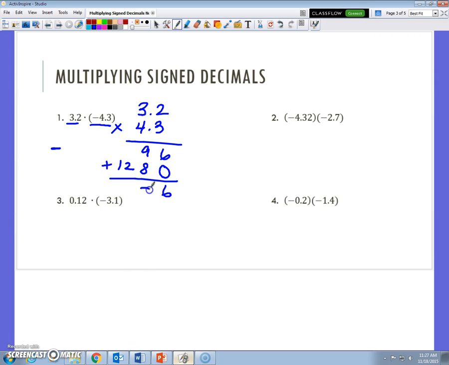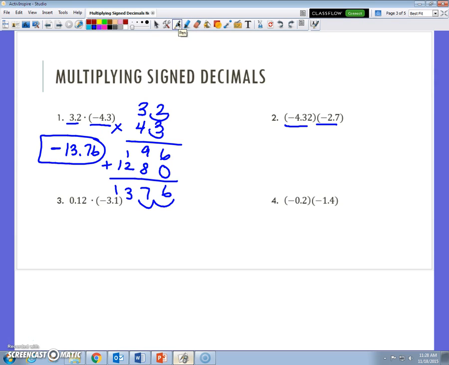6, 17, 3, 1. And now the tricky part is where we place our decimal. Because I have two decimal places total in my question, I'm going to have two decimal places total in my answer. So my final answer is going to be negative 13.76. All right, let's do another one. In this case, I have a negative times a negative, so I know my outcome is going to be positive. I'm not going to write plus because we don't write plus in front of positive numbers. We just know they're positive.